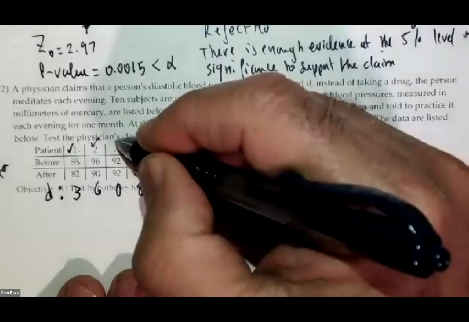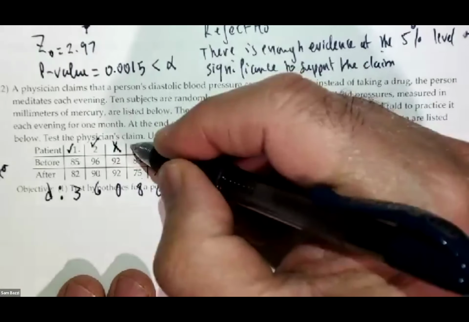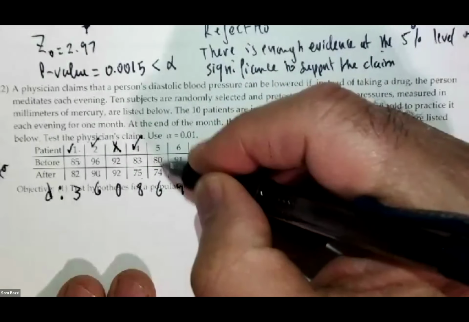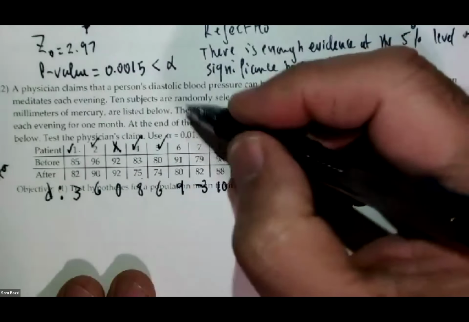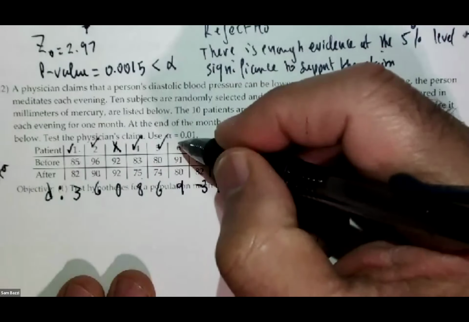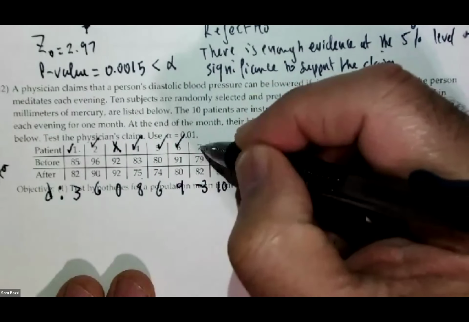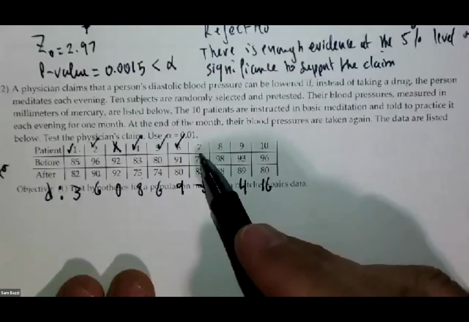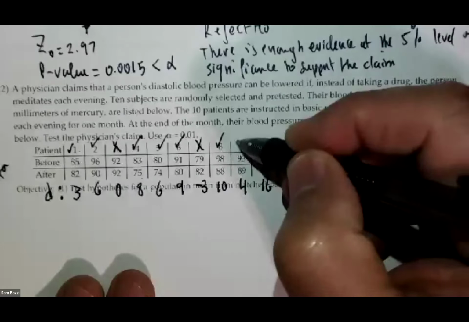So I'm going to put an X. Did it work for 83 to 75? Yes. From 80 to 74, it went down. That's good. You don't want the blood pressure to be on the high side. 91 minus 80. That it worked. This guy, what do you think for patient number 7? It didn't. It did.